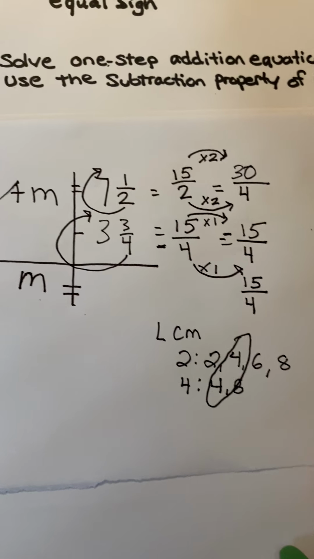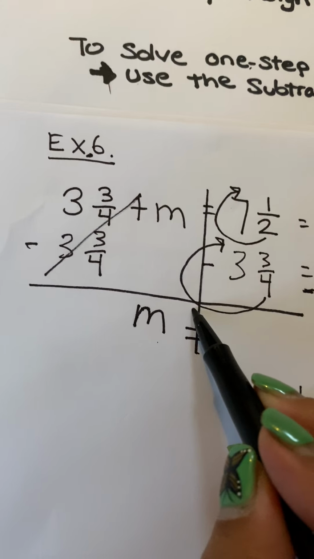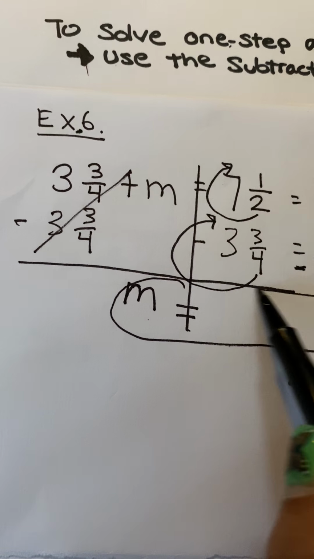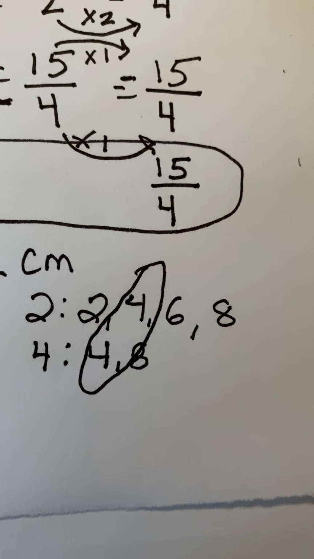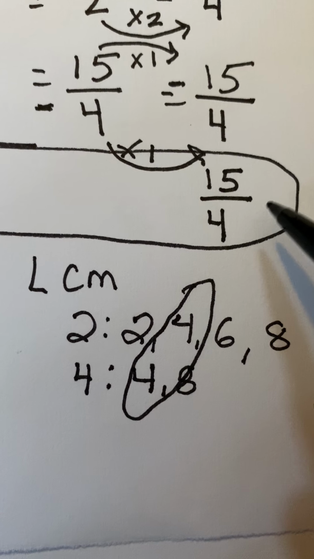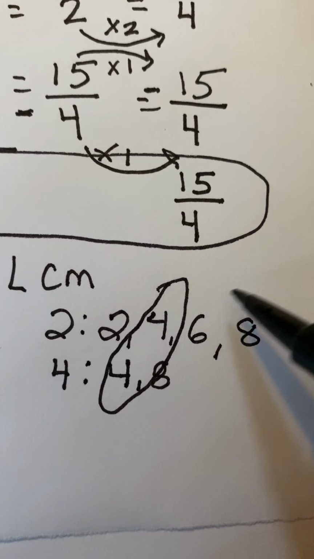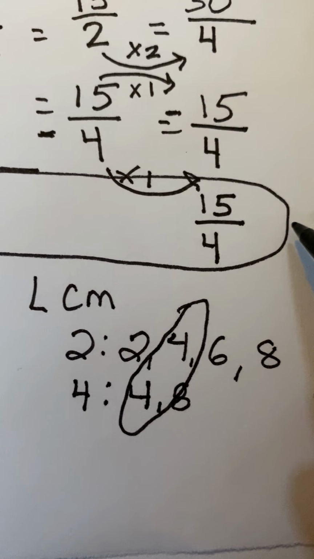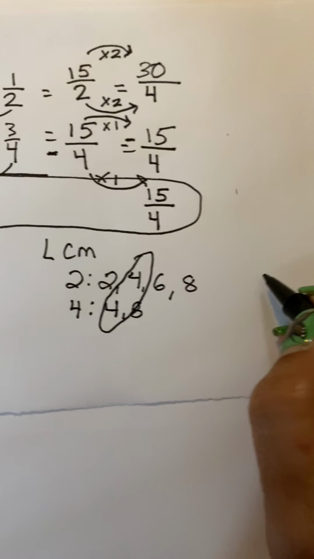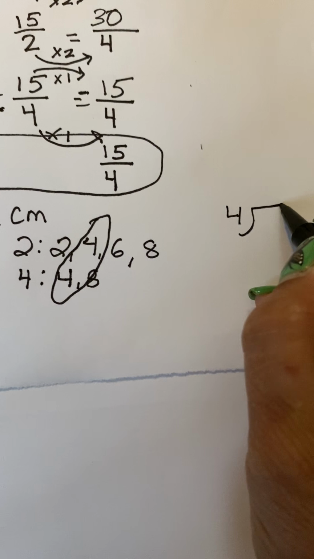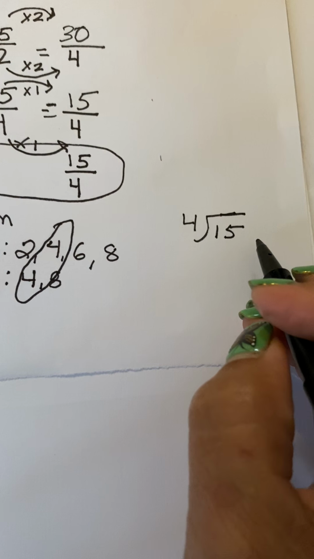You could actually have that as your answer, and you could also change it back into a mixed number. And notice that because we used the 4 for the common denominator, we don't have to simplify it, but we can turn it back into a mixed number, and that's easy. We're going to divide 4 into 15. And how many times will 4 go into 15?